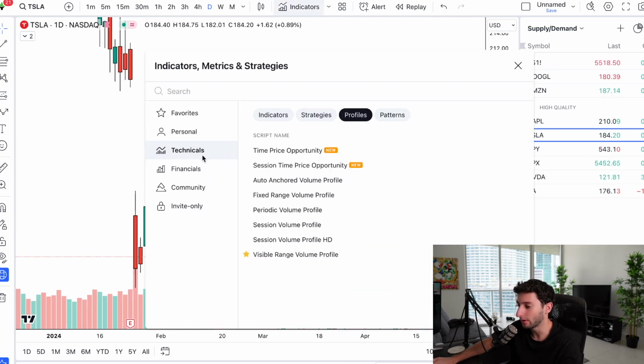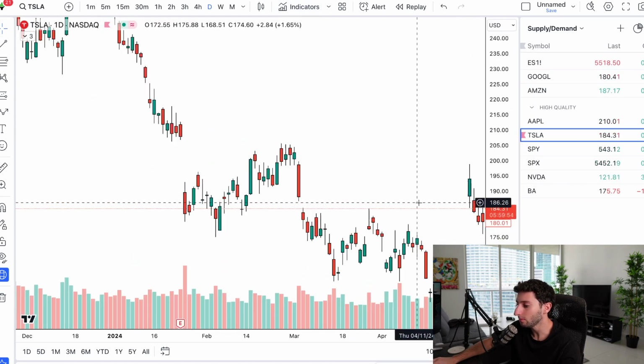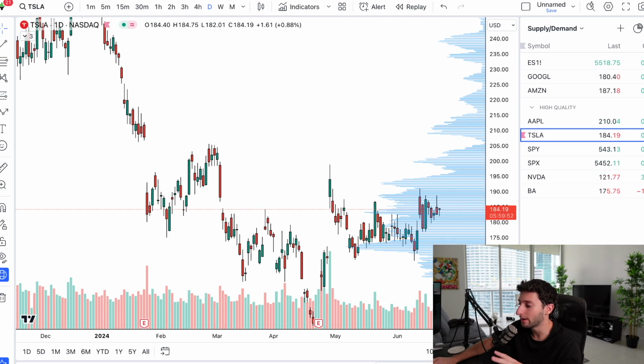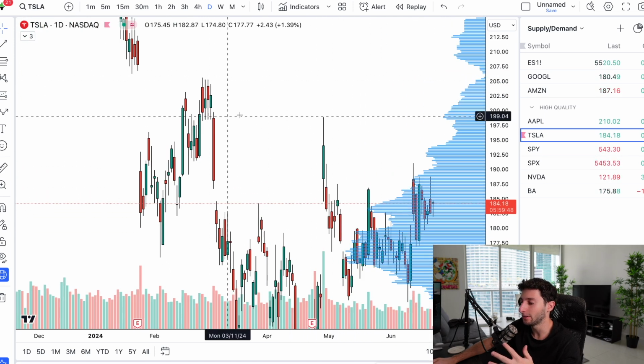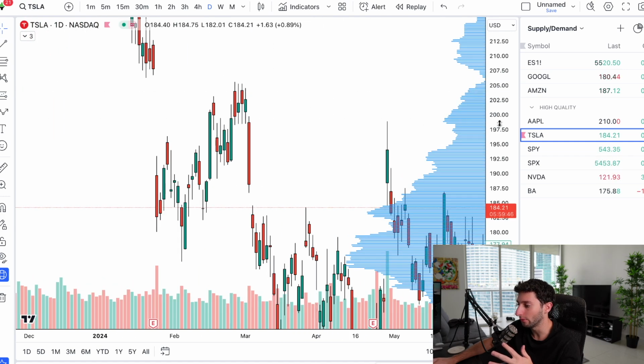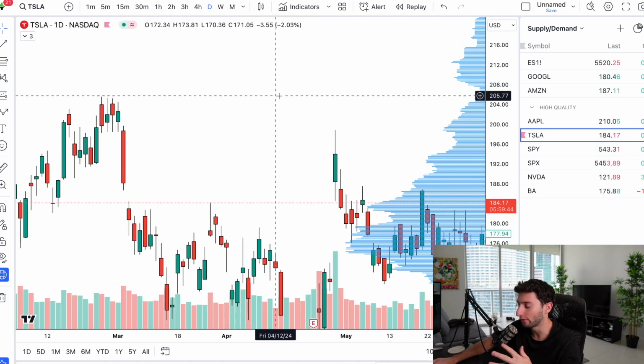So if I go to indicators, I go over here to technicals, profiles, visible range volume profile, and I go ahead and click that. It's going to pull up a nice volume profile chart just like this, okay? And you can see that simply by looking at this chart here. You may have to zoom out, zoom in a little bit, to get a better understanding of how it actually works.